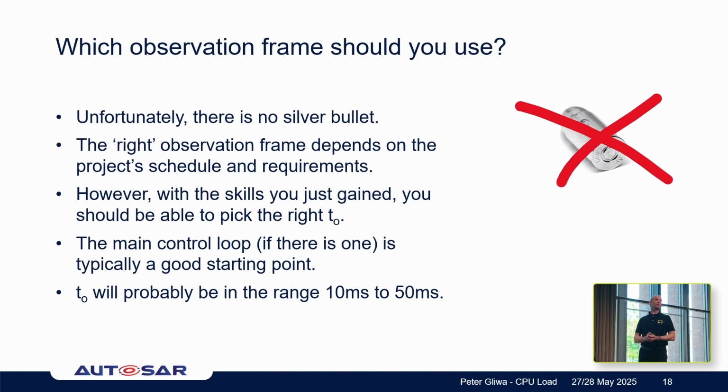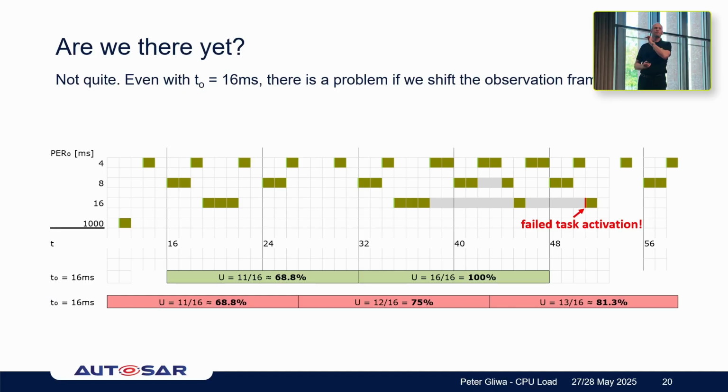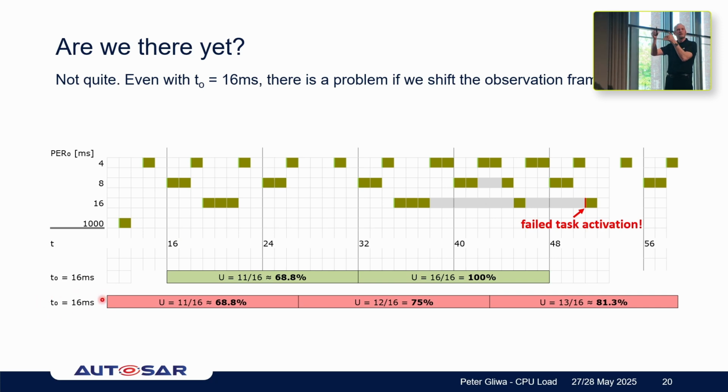Okay, now let's talk about what I like to name task load. To get there, let's take a look at the previous picture. I just sold you a very nice approach with a TO of 60 milliseconds, and you bought it, right? Actually, I was lying a little bit to you, because look, if we use the same TO of 60 milliseconds, but now just shift the observation frame a little bit, for the same scenario, we are back to our original problem that we're not reporting 100%. So I wasn't quite honest to you.